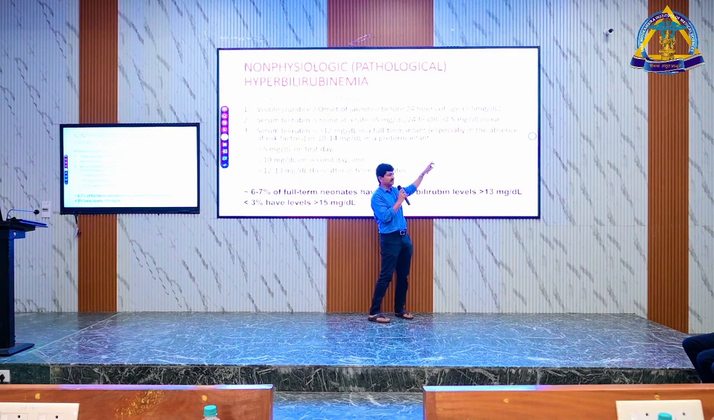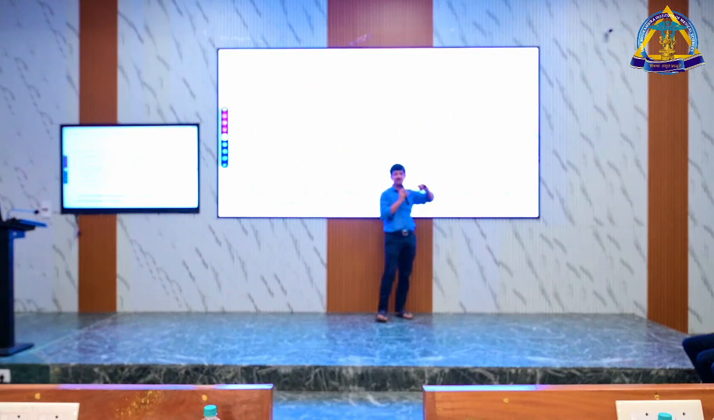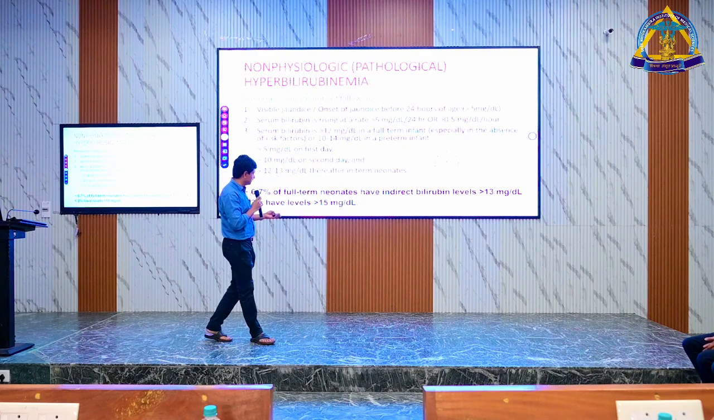What is this staging called, a famous staging, that we should know? How many zones are there? 5 zones. Zone 5 is what? Palms and soles. Palms and soles mean it is more than 15 to 20. Just remember that much.